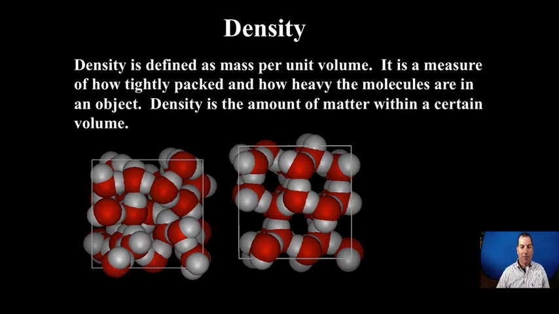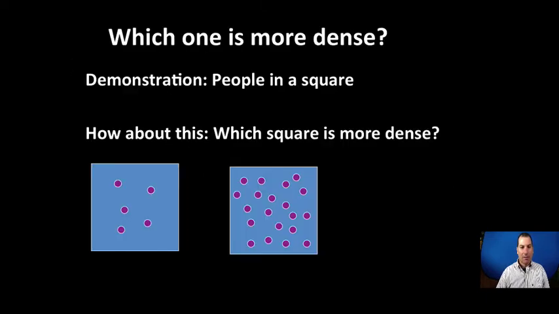In my two examples here, you can see we have a cube outlined in the same volume, but on the left there's much more matter packed in that volume, so that would have a higher density. Let's take a look at some other demonstrations. We're going to do people in a square in the class, or else we've already done it, you've seen it. How about this? Which square is more dense? We'll look at which square has more stuff per given volume. You can easily see that the one on the right is more tightly packed.